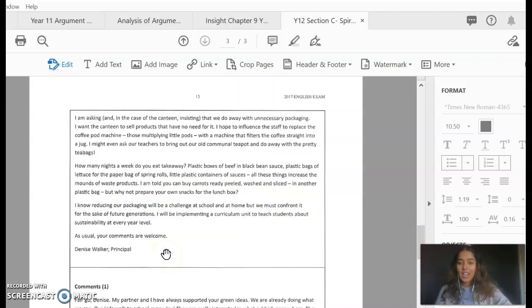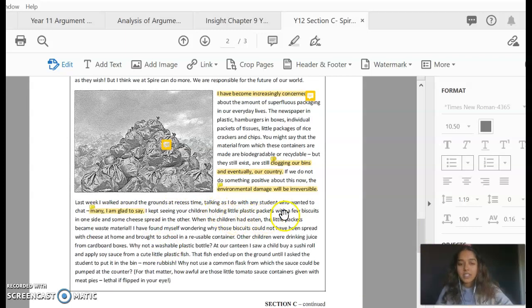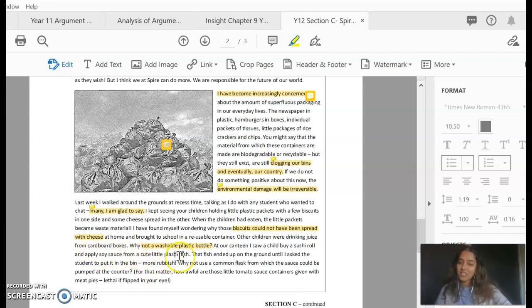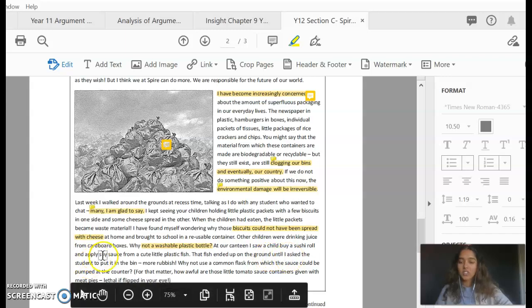Okay, I kept seeing your children hold little plastic packets with a few biscuits on one side and some cheese spread on the other. When children had eaten, the little packets became waste material. I have found myself wondering why those biscuits could not have been spread with cheese at home and brought to school in a reusable container. Other children were drinking juice from cardboard boxes. Why not a washable plastic bottle? At our canteen, I saw a child buy a sushi roll and applesauce and apply soy sauce from a cute little plastic fish. That fish ended up on the ground until I asked the student to put it in the bin. More rubbish. Why not use a common flask?